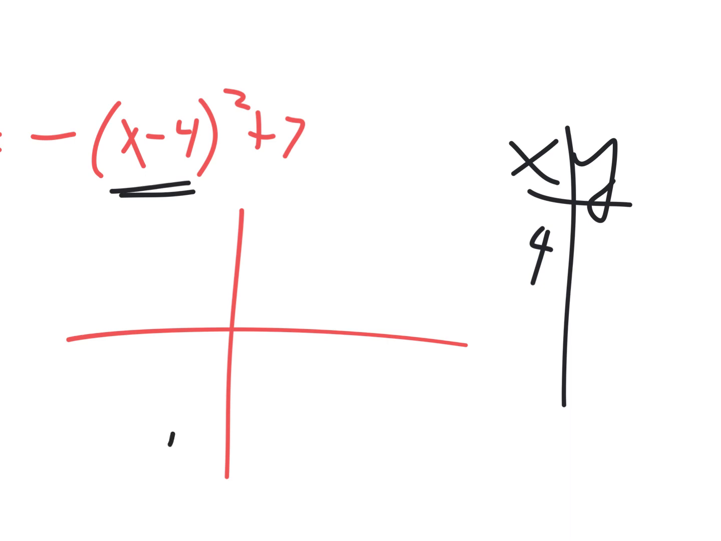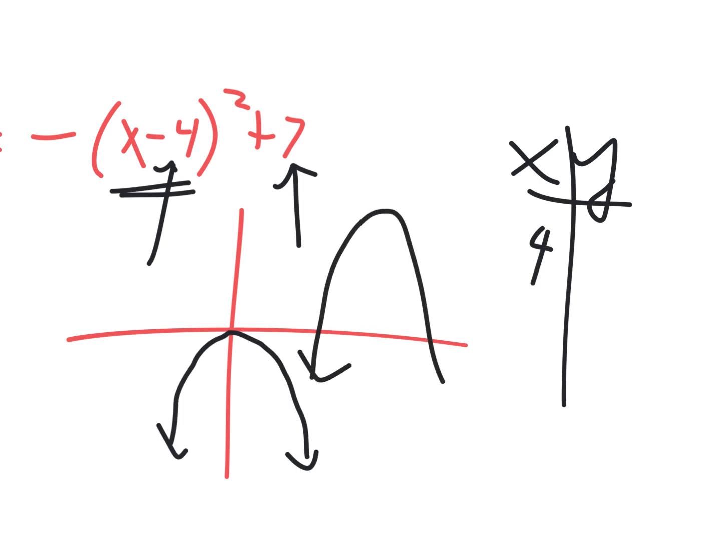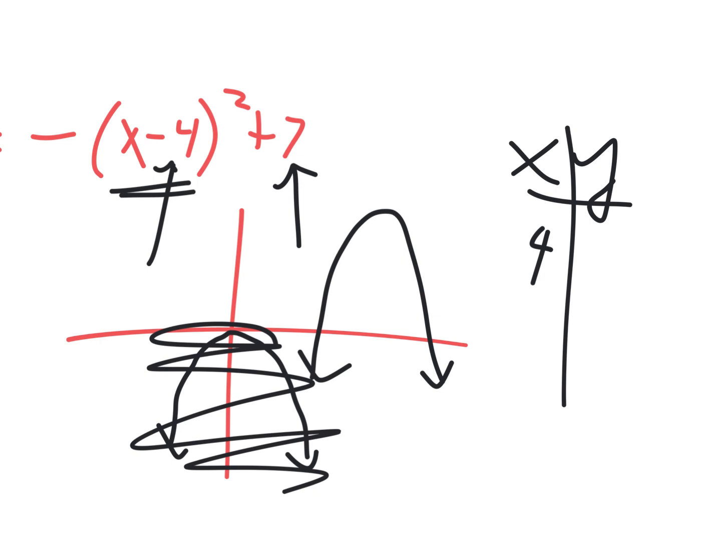I think parabola upside down. That's the first thing I do is flip it. And then I would think right 4 and up 7. Was your parabola something like that? And then if you needed exact points, you'd make an XY chart.